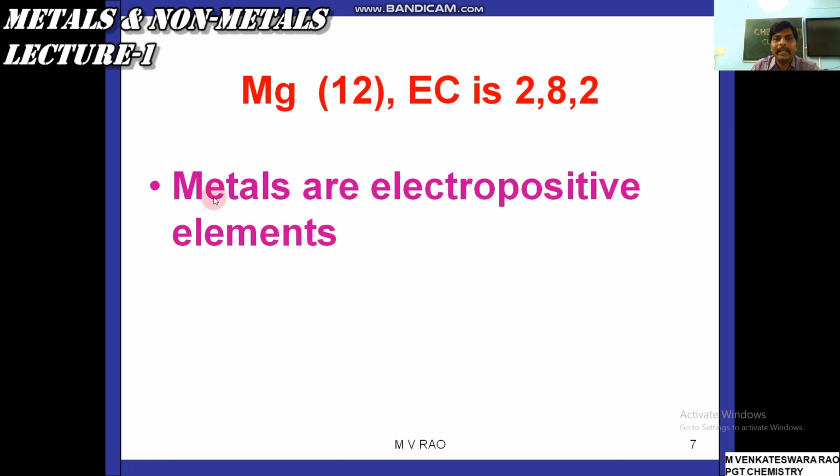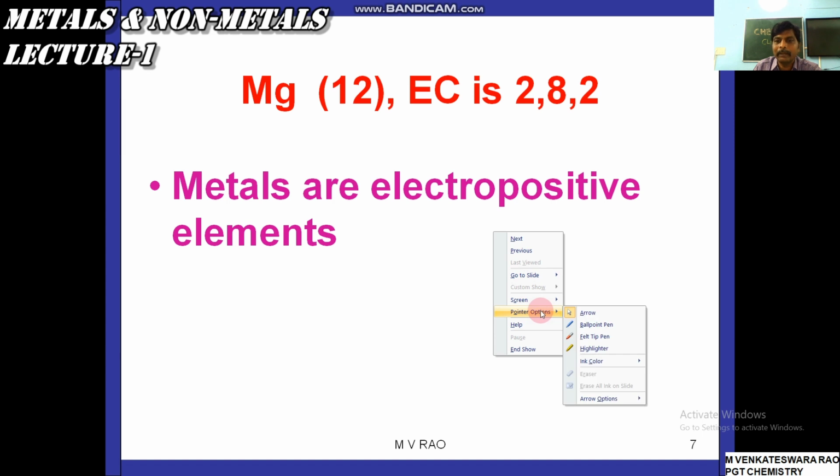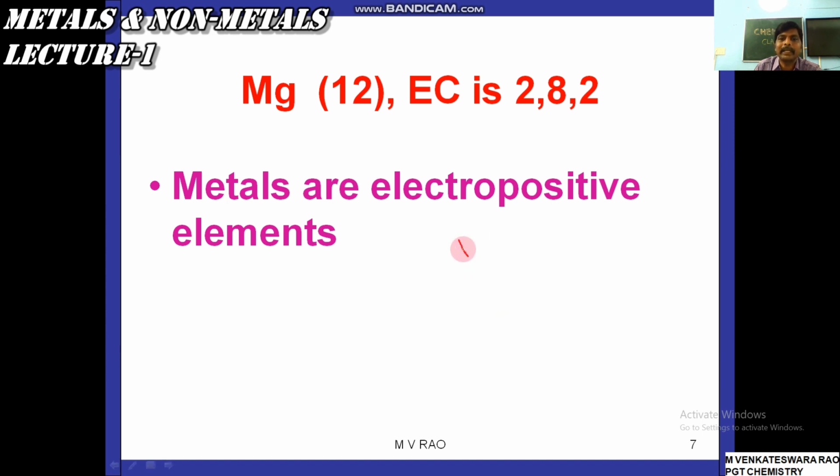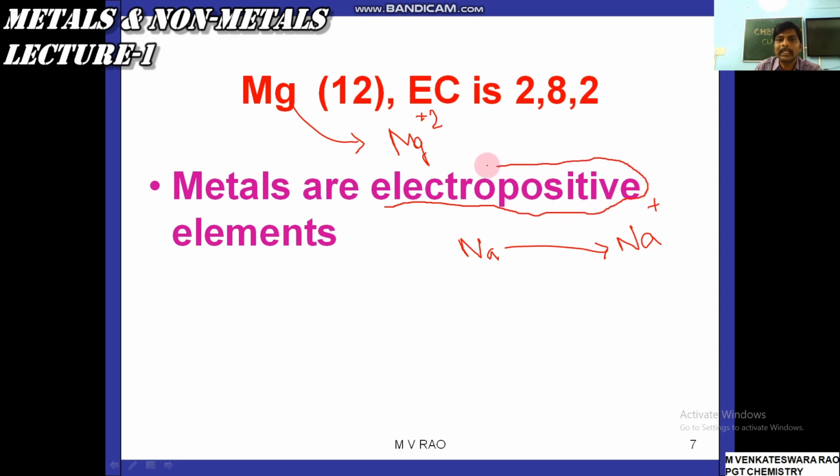So metals are electropositive elements. Why are metals electropositive elements? Because you already saw Na is ready to lose an electron and gives the Na plus ion. Similarly, magnesium is ready to lose 2 electrons and gives the Mg2 plus ion. So metals always form positive charge. They are ready to lose electrons, so they get positive charge. That's why metals are electropositive elements.